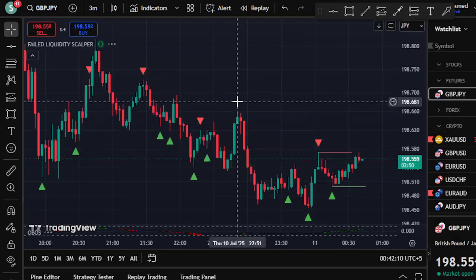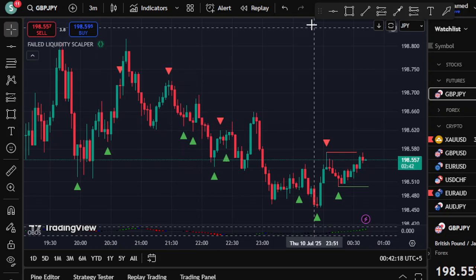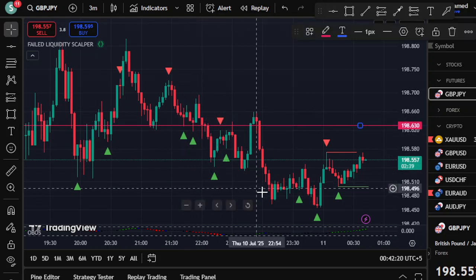I can show you my whole playlist. So this is the Great Britain pound JPY. You can see these are the points that were broken. Look at the green triangles on these signals that were broken. You can see the price is down.